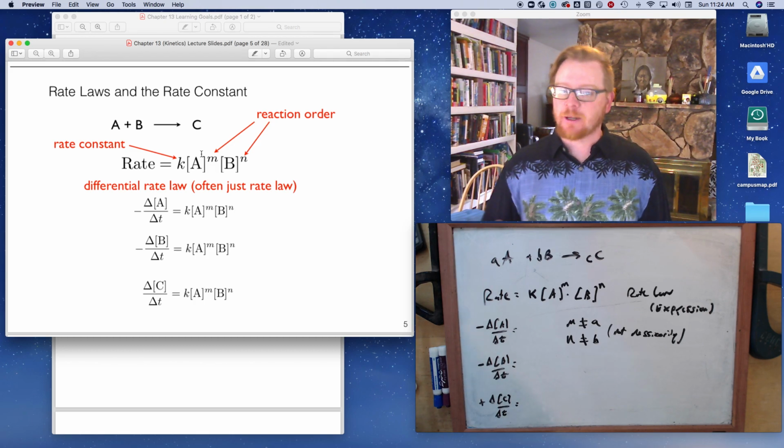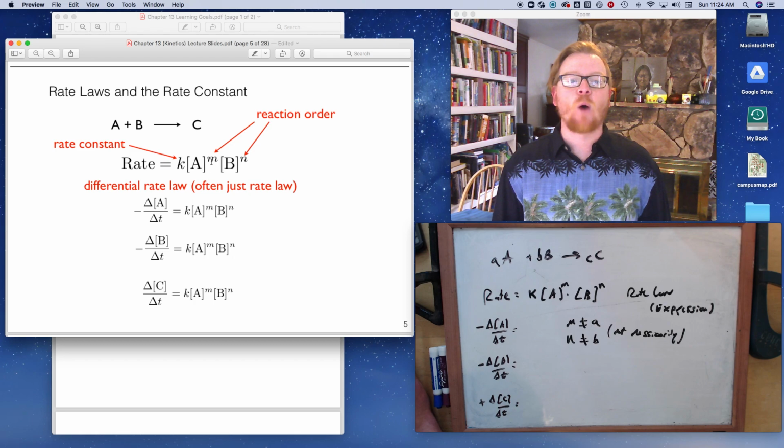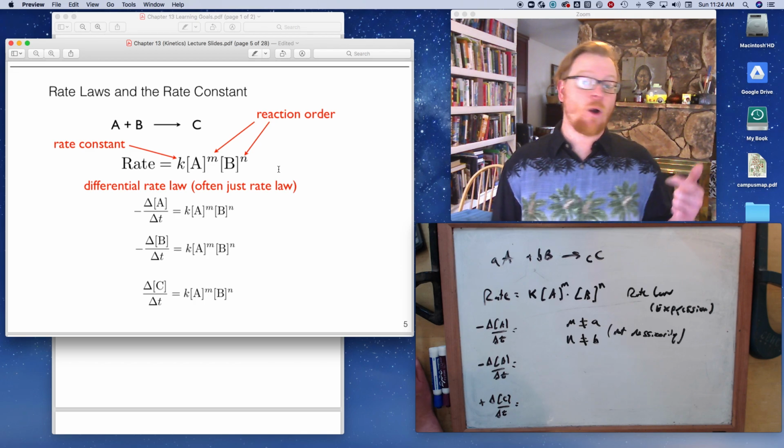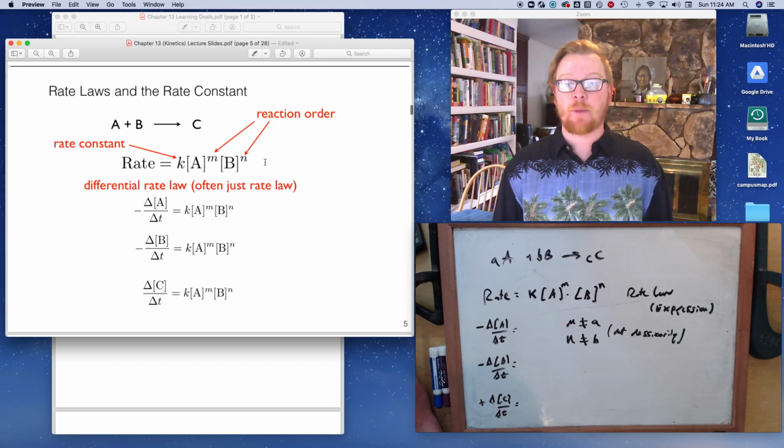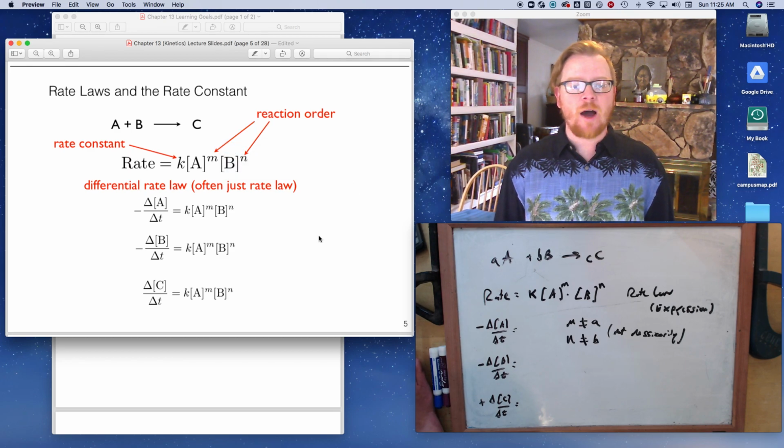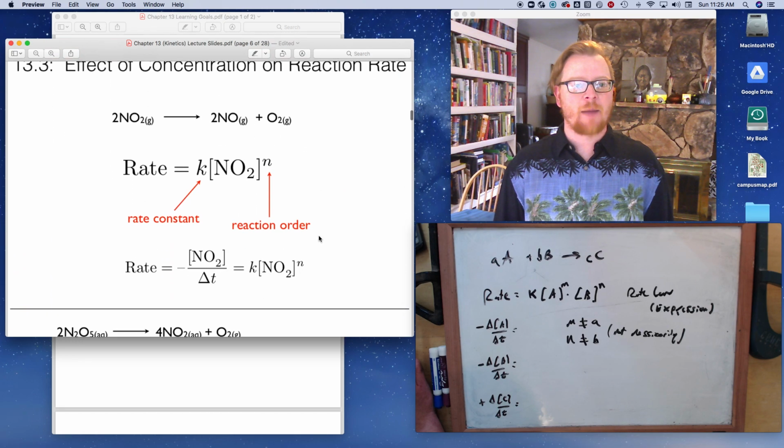And so we're going to have to spend a lot of time figuring out how we determine these reaction orders. But once again, they're going to be whole number values. They're typically going to be either 0, 1, or 2. Those are the only cases we're going to deal with. So concentration raised to the 0 power, concentration raised to the first power, or concentration raised to the second power. Okay, so let's move on and go to a specific example.